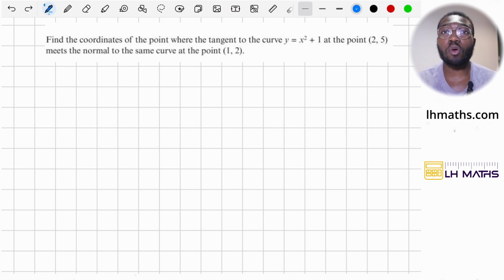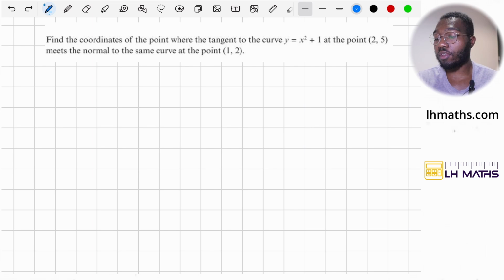On today's video we're going to go over some questions regarding the tangent and the normals. So here we have the question: we need to find the coordinates of the point where the tangent to the curve y is equal to x squared plus 1 at the point (2, 5) meets the normal to the same curve at the point (1, 2).